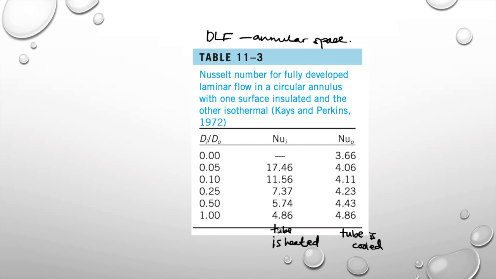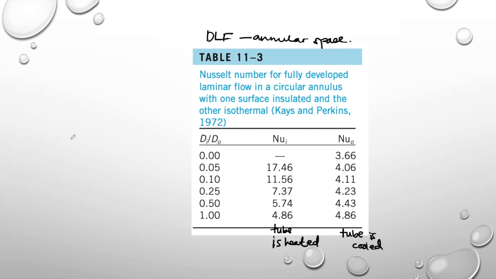So when you calculate the Reynolds number and get a value below 2300, we assume that it is developing laminar flow. After you assume developing laminar flow, you go straight to this figure, table 11.3, and try to find di over do, the inner diameter over the outer diameter. This is for the outer tube, the shell side.